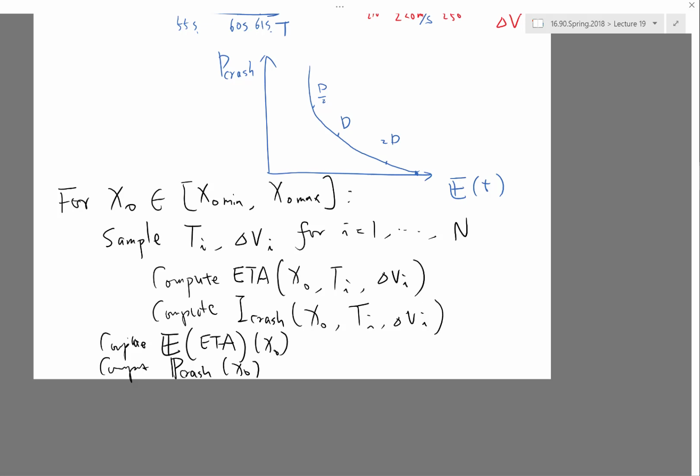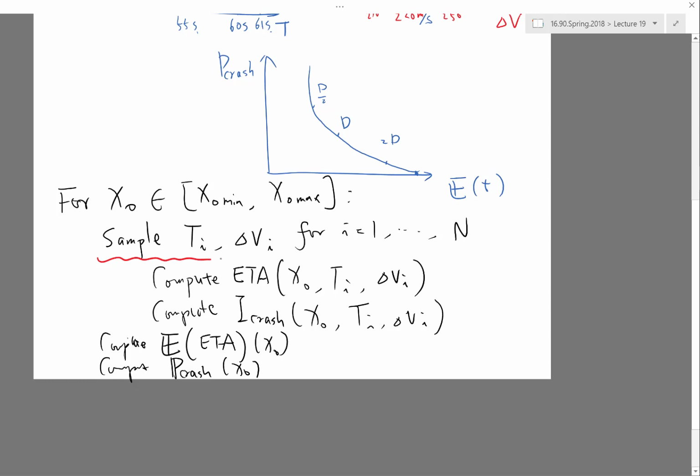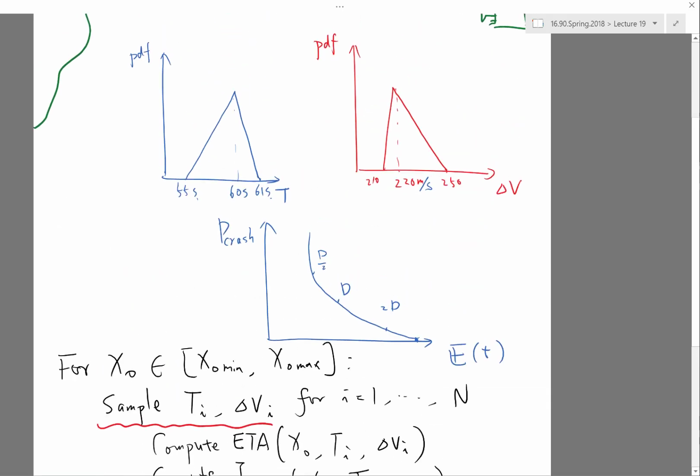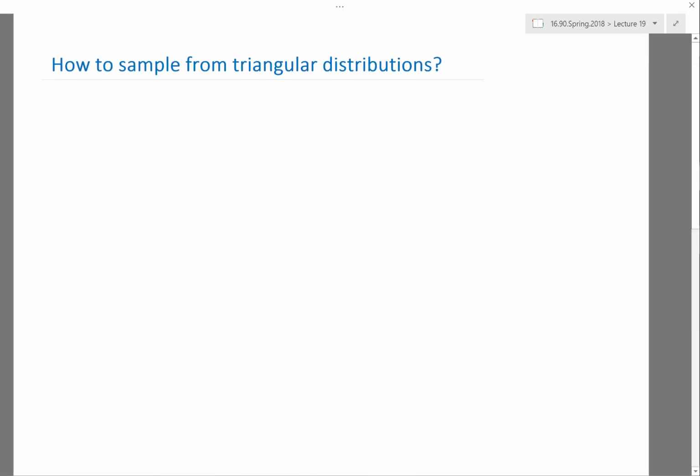So first of all, let's figure out how we do the first part. How do we sample Ti and Vi? Let's just use one of them. Let's say Vi. So how do we sample from a triangular distribution? The triangular distribution has the following PDF.